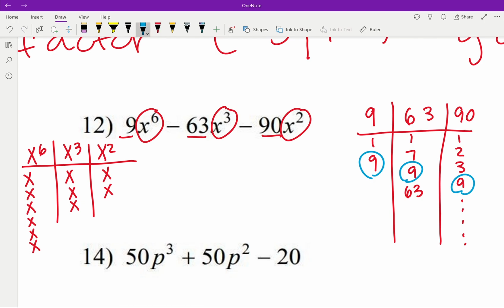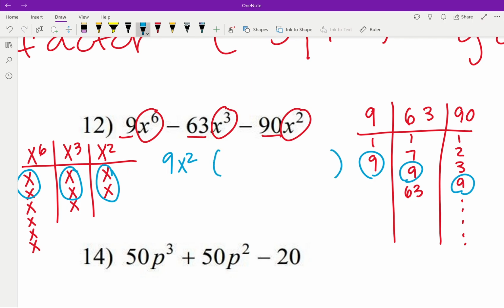We can only take out as many x's as the smallest amount of x's. So that means we can take out 2 from each one. That's the greatest common factor. So that means we're taking out 9x squared. 9x squared. Okay, let's do our parentheses.